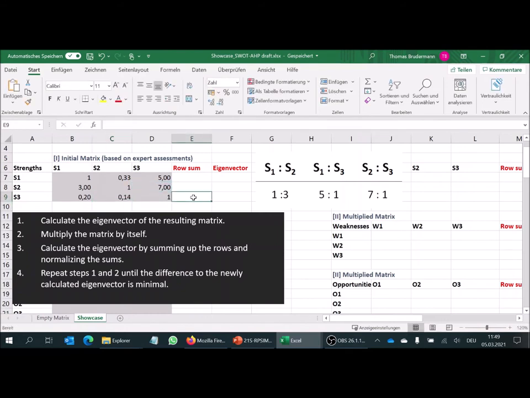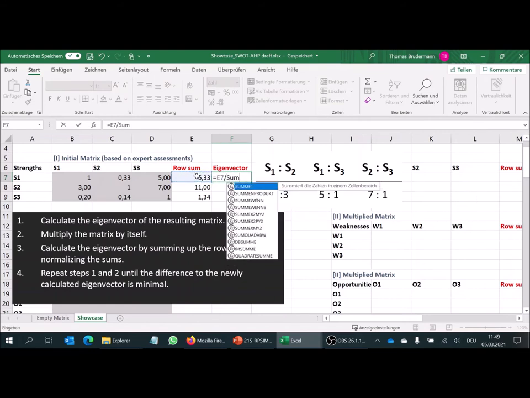Okay, so this is now our judgment matrix. We calculate the row sums. Just use this Excel tool here and then copy this down. And the eigenvector is basically the relative value, so it's dividing this row sum through the sum of all row sums, like that.